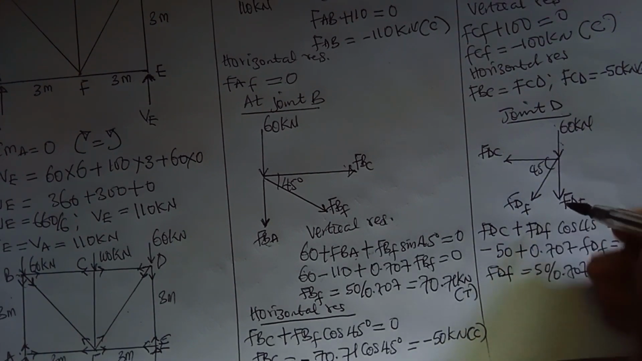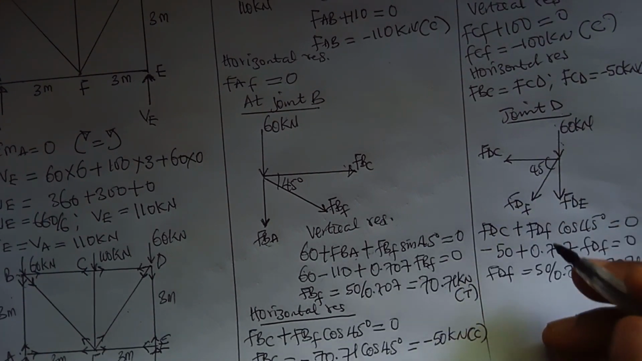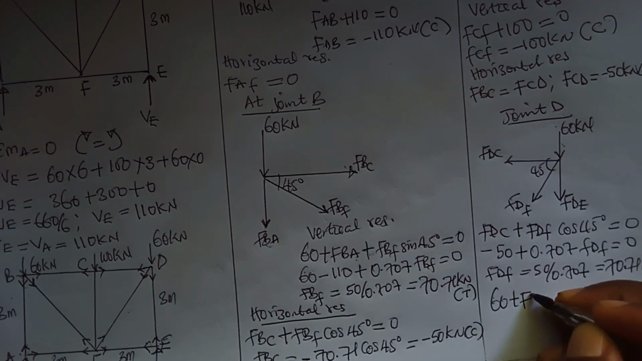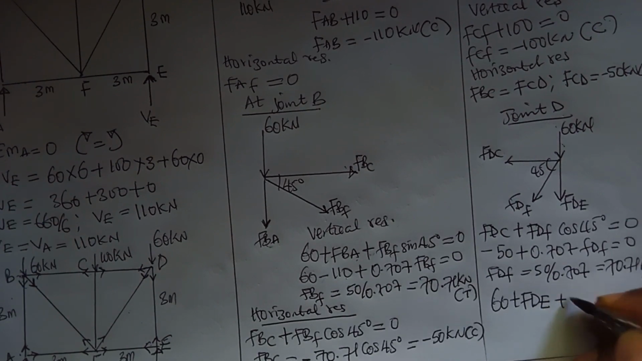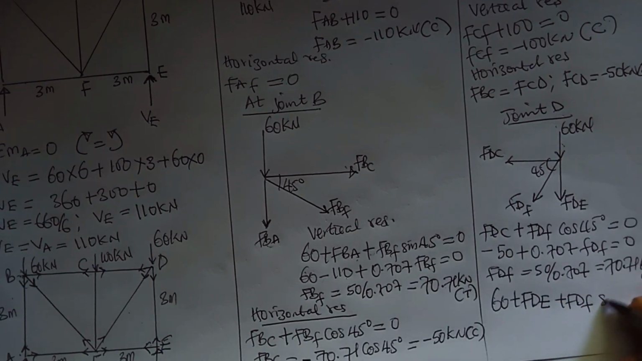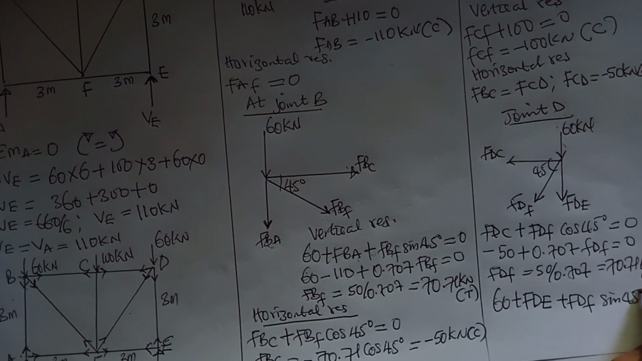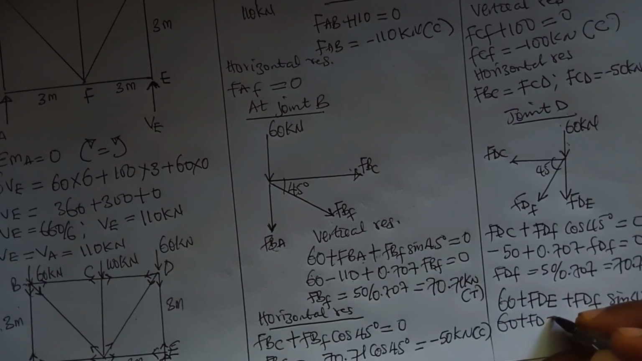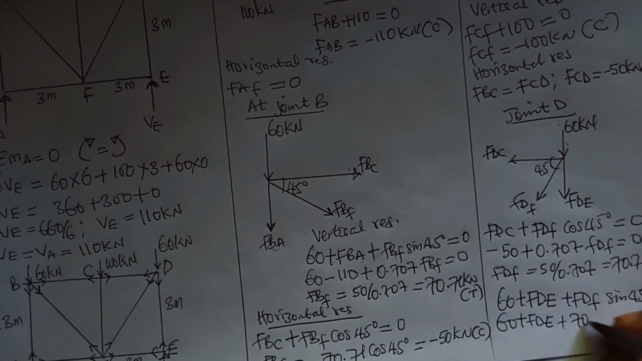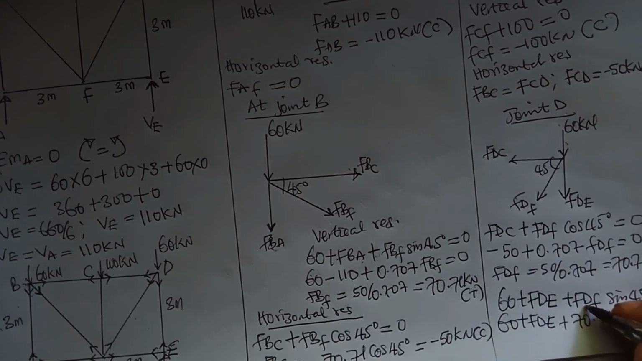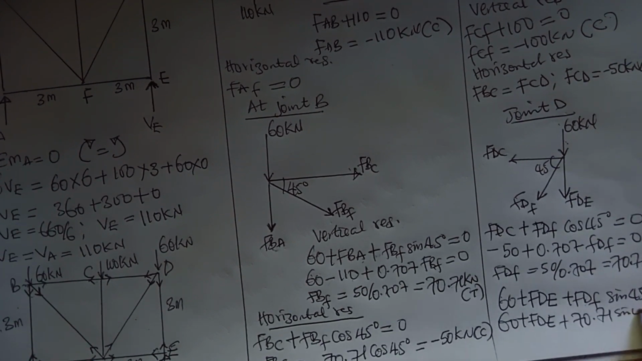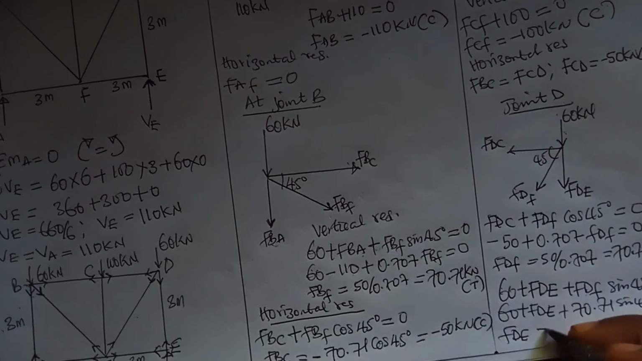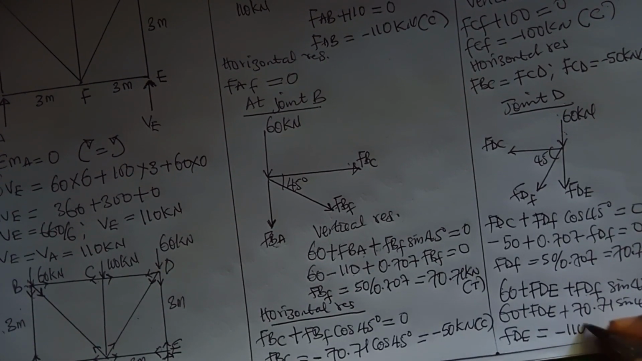Then for the vertical resolution, we have this vertical force moving down. This one is moving down as well, and if we resolve this one, it will also move down. So all of them are moving in the same direction. Therefore, we have 60 plus FDE, plus FDF sine 45 degrees is equal to 0. We have 60, plus FDE, plus 70.71, that's the value of FDF sine 45 degrees, equal to 0. So our FDE is equal to minus 110 kilonewton.